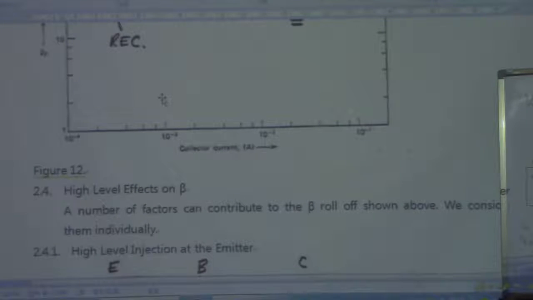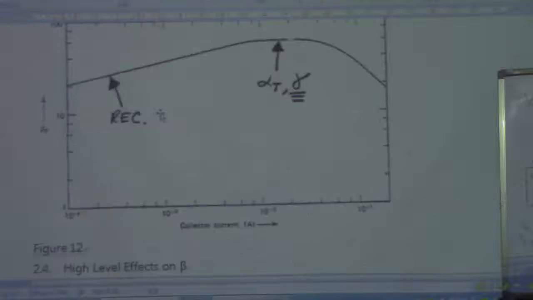You guys have this contents in your textbook? You do? You have that? Okay.